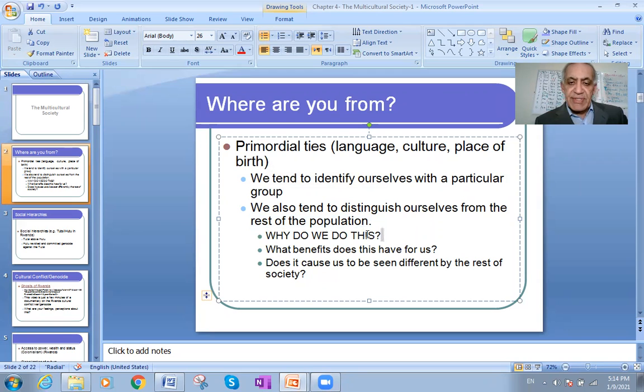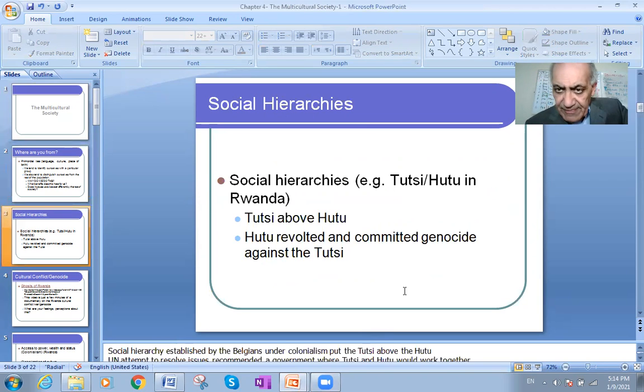Why do we do this? What's the reason for making ourselves different from the others? What benefits does this have for us? Does it cause us to be seen differently by the rest of the society? The other part of the society will see us in a different way when we do that.